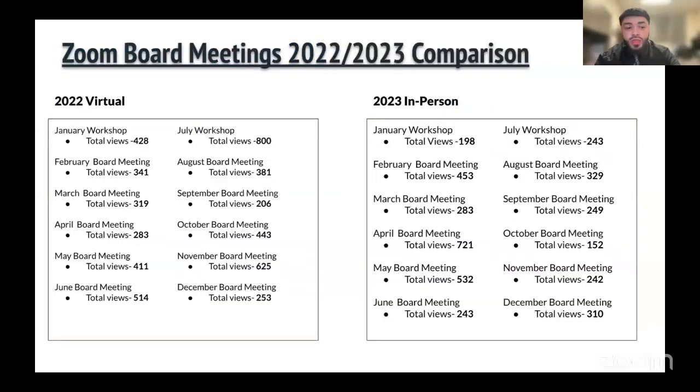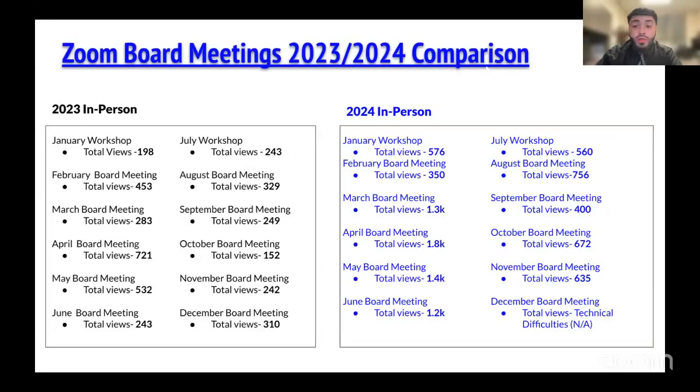Moving on to our Zoom board meeting numbers. These are our total number of views that we've gathered from Facebook from 2022 to 2023. They gathered similar views from those 2 years. And in 2024, we increased our viewership. We averaged over 1,000 views between March and June. So our numbers throughout the year stayed well over 500 viewers in 2024. And you may see in December that there's no number listed, and that's just because of technical difficulties. So we may never know what our total views would be for December, but we can safely assume that our viewership was strong based on the trend that we were receiving in 2024.